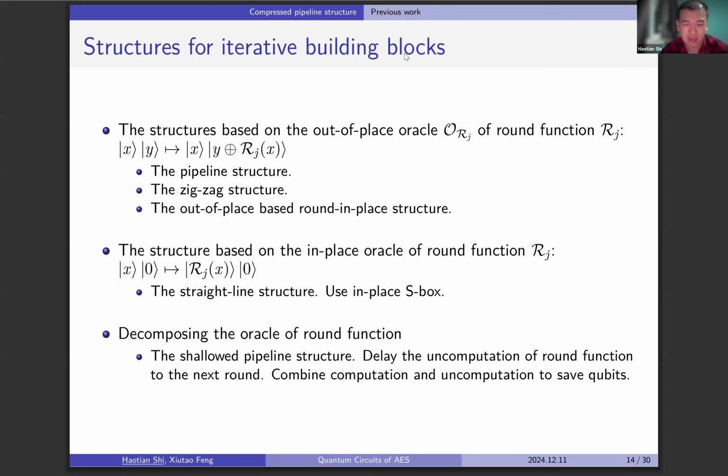For iterative building blocks like AES, there are many structures proposed to synthesize the quantum circuits. The out-of-place oracle of the round function is a common choice. There are some structures based on this, including the pipeline structure, the zigzag structure, and the out-of-place based round-in-place structure. Relatively, the in-place oracle of a round function is difficult to construct, and it's not the common choice. The straight line structure uses this.